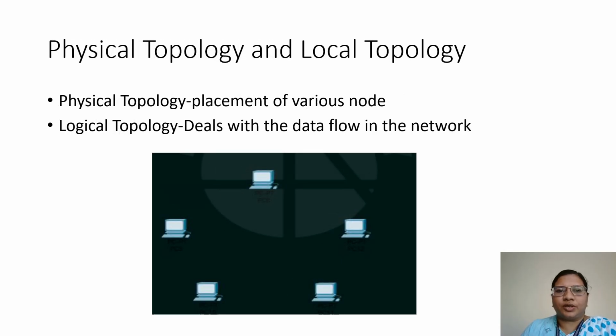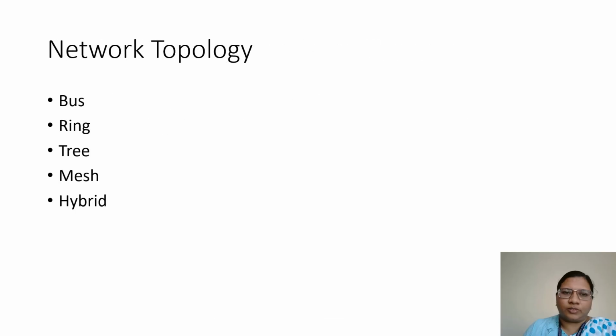There is physical topology and logical topology. Physical topology is the placement of various nodes, where we are going to keep these nodes. And logical topology deals with the data flow in the network, how these nodes are going to connect. For example, if I am keeping 3 nodes on the first floor and 2 nodes on the ground floor, how the first floor nodes are connected to the other floor nodes, that is the logical topology, how we are connecting and how we are passing the data. So this is physical topology and logical topology.